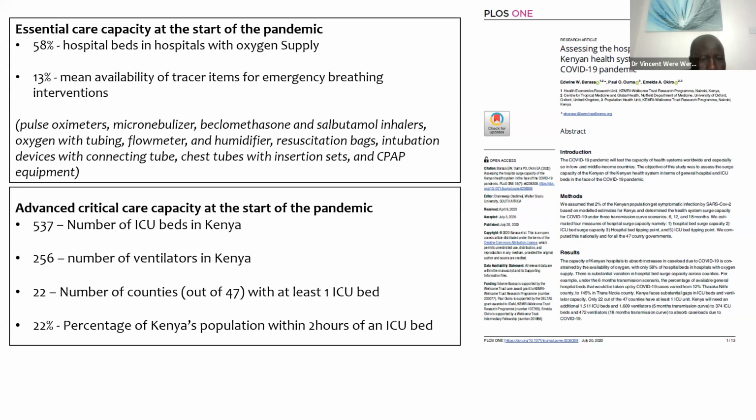We had 256 ventilators. We had 22 counties that had at least one ICU, and only 22% of the population of Kenya could access ICU care. So that was what we were calling the current government capacity.